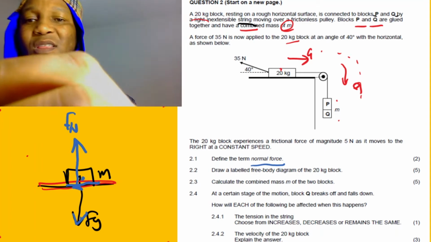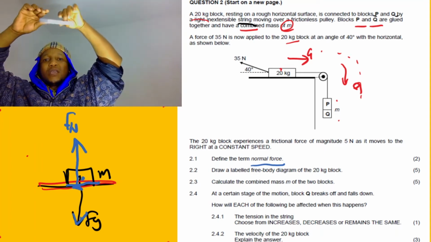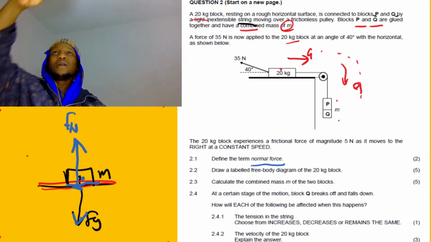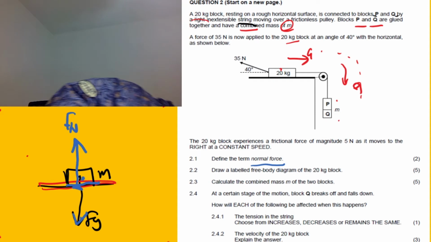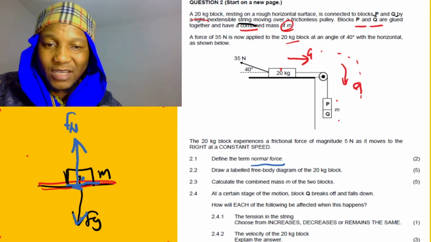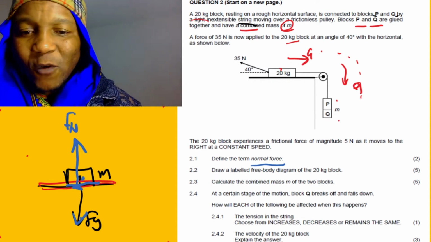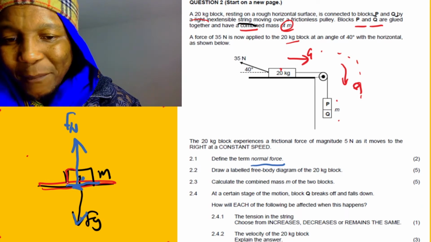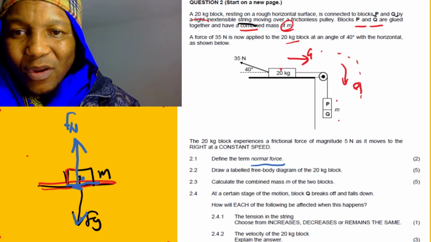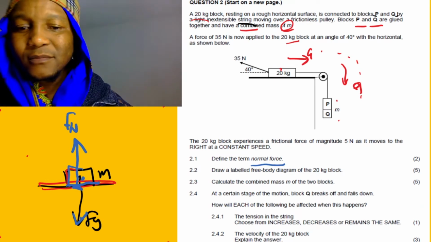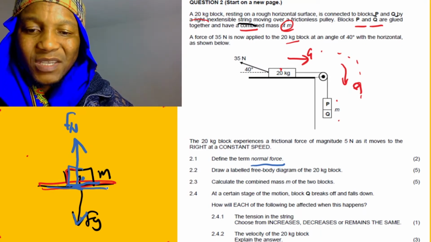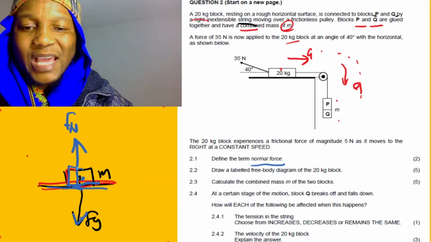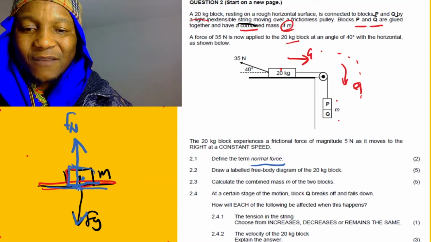Now, what is the normal force? The normal force is this Fn. Fn is the perpendicular force. Look, it makes an angle of 90 degrees. It is a perpendicular force exerted by the surface, because it comes from the surface toward the object.